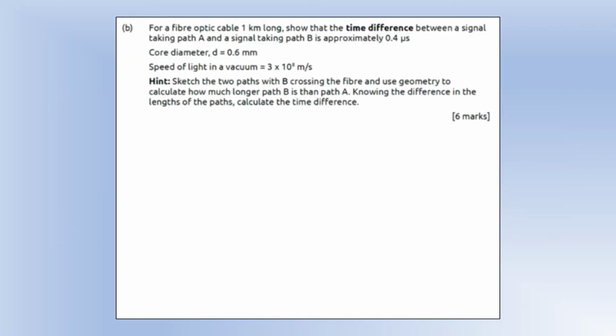Okay, so we've got a 1 kilometer optical fiber, and we're trying to prove that the time difference between the two paths we've seen is 0.4 microseconds. We've been given the diameter, and we know the speed of light, so sketch the two paths, and that should in theory help us by figuring out the path difference. Okay, so here's my diagram, and we know the longest path is when it's just above the critical angle, and remember the critical angle was 70 degrees. So this angle here is going to be 20 degrees, and I'm going to use that.